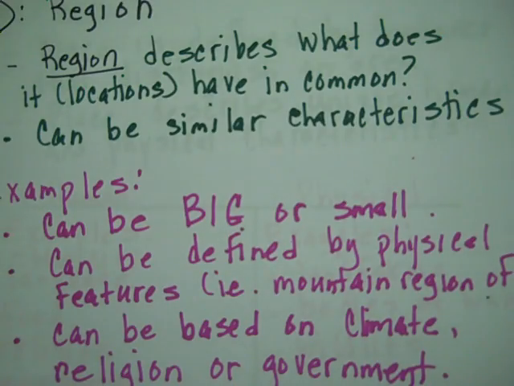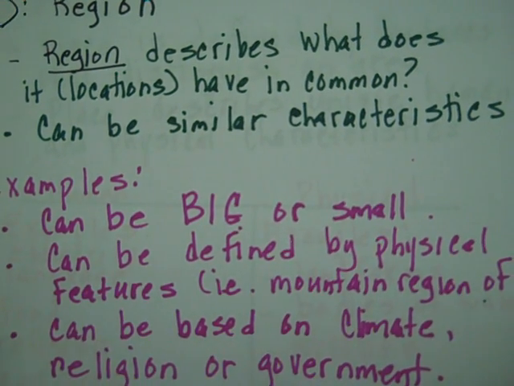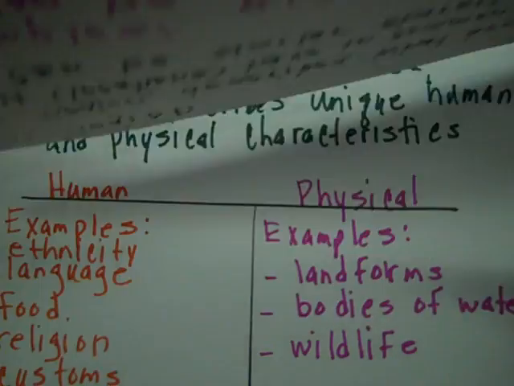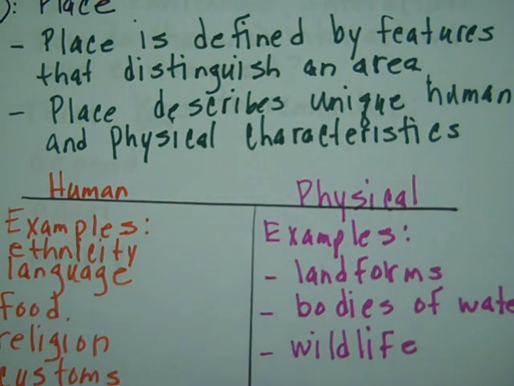Okay, the third theme of geography is region. Region describes what locations have in common. When we talk about region, we're describing either a big or a small place. And we can find an area that's specific to that region, like the coastal region or the mountainous region of North Carolina.